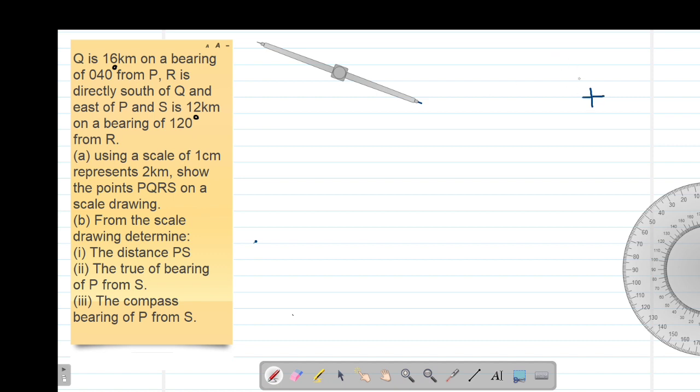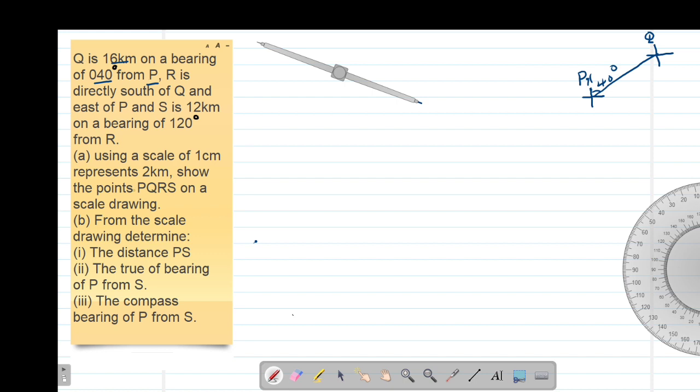So suppose this is our point P. We are told that Q is 16 kilometers on a bearing of 40 degrees from P. So if this is the north, then for 040 degrees, we are going to measure an angle of 40 degrees here. So we need 40 degrees at this particular end to take us to the point that we are calling Q. Then the distance is 16 kilometers from Q to P.